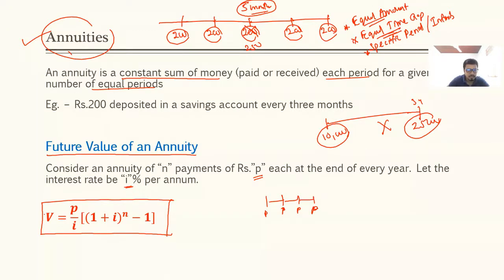FV means future value, equals... Here it is PV, sorry, not present value. P means the payment, one payment, divided by I, the interest rate, and n is the number of years. Okay, we'll do this with an example.